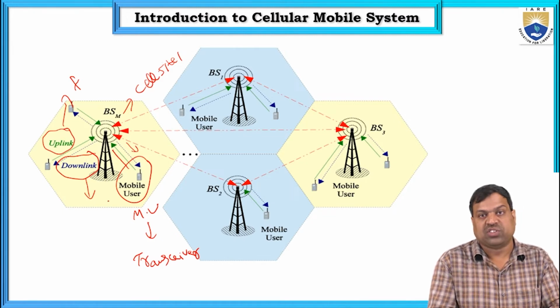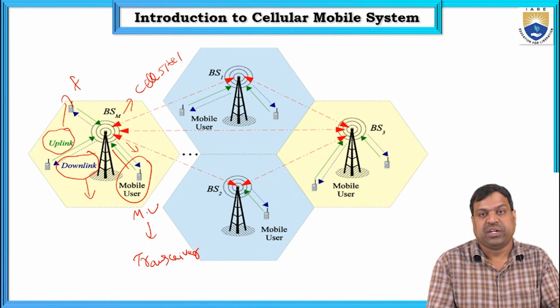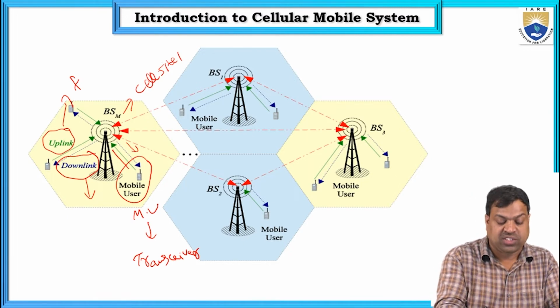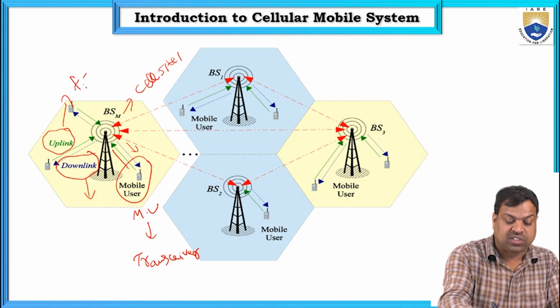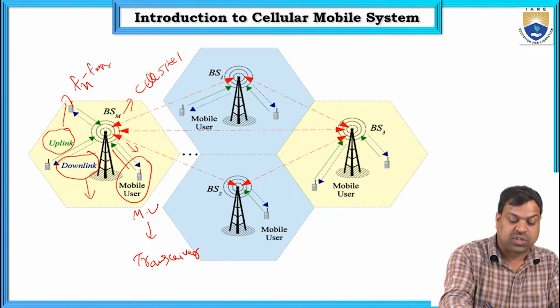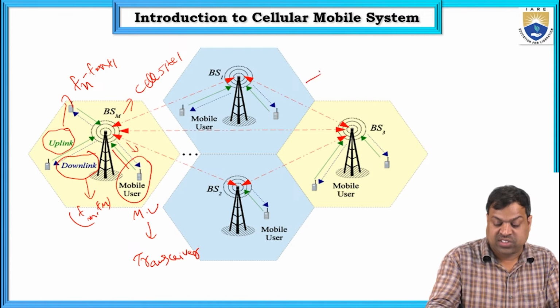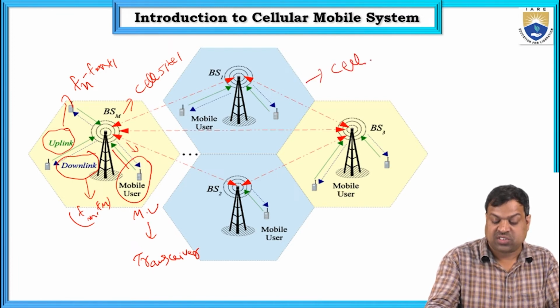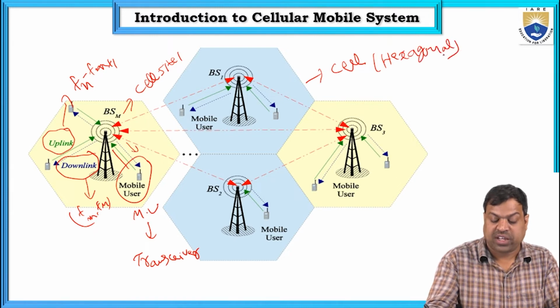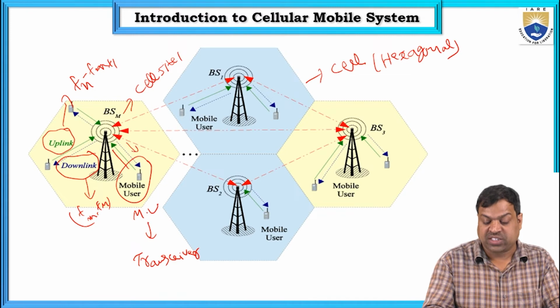If both frequencies are the same, we will get interference. That is the reason the uplink frequency is different, say F1 to F2, or Fn to Fn plus 1. For example, here I am taking downlink as Fm to Fn. So both frequencies are taken as different. Here, this is a cell. We call it one cell, and this cell is a hexagonal cell. Why am I taking this as a hexagonal shaped cell? We'll discuss this later.